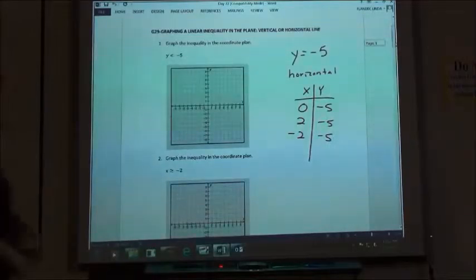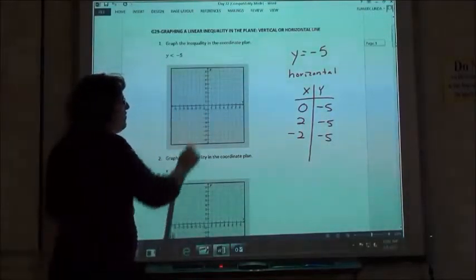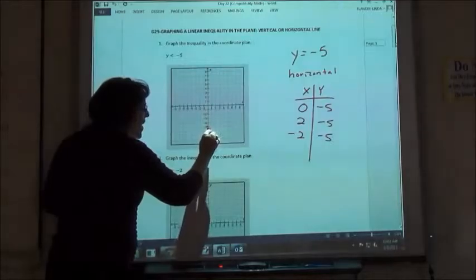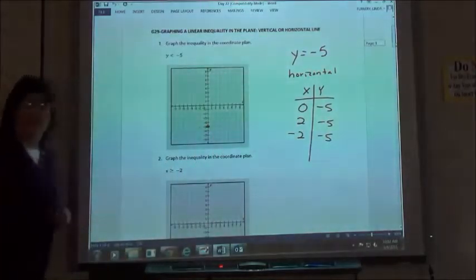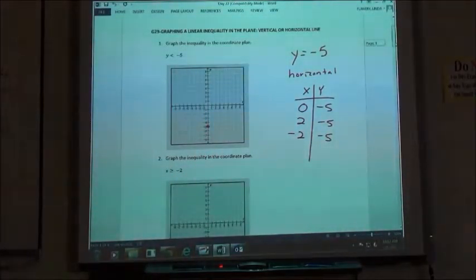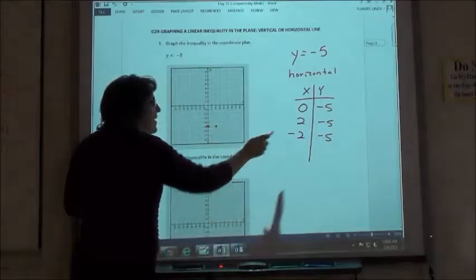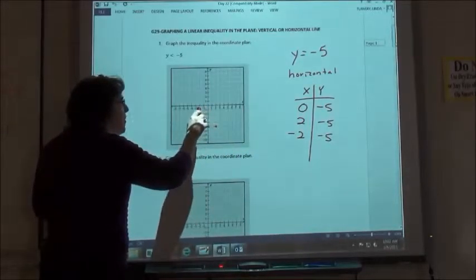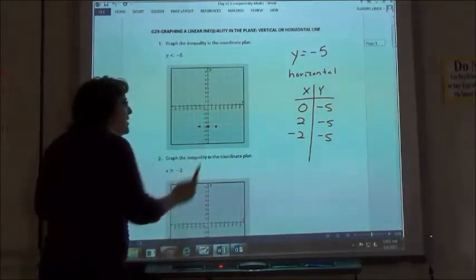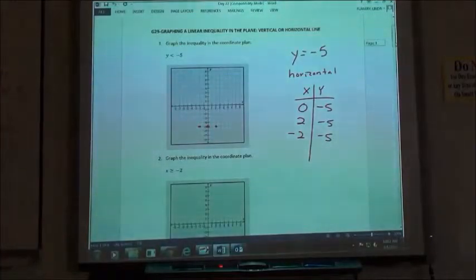So putting my dots on my graph, if y equals -5, on my y-axis, right there's where -5 is. It happens to be the point 0, -5. If I plot 2, -5, I go over 2 and down 5. If I plot -2, -5, I go back 2 and down 5. And you can see what happened. The dots ended up being in a horizontal line.